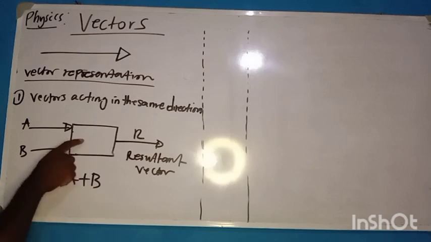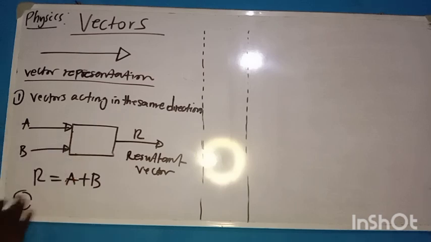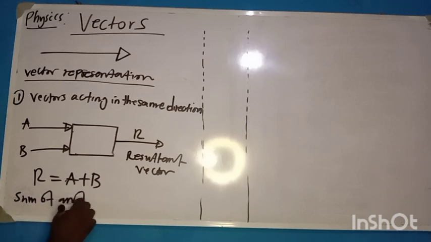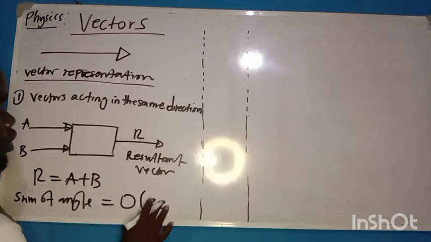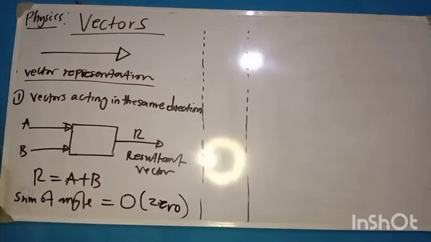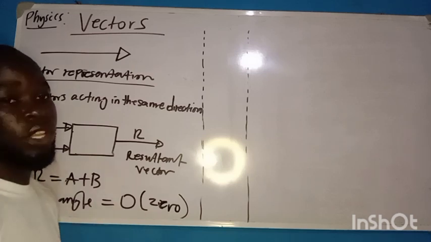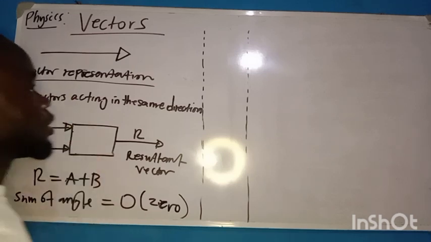And what is going to be the sum of angles here? The sum of angles when vectors are acting in the same direction is equal to what? 0. Don't forget it. This is very important. When vectors are acting in the same direction, the sum of angles is equal to 0. Now let's look at the second case too.